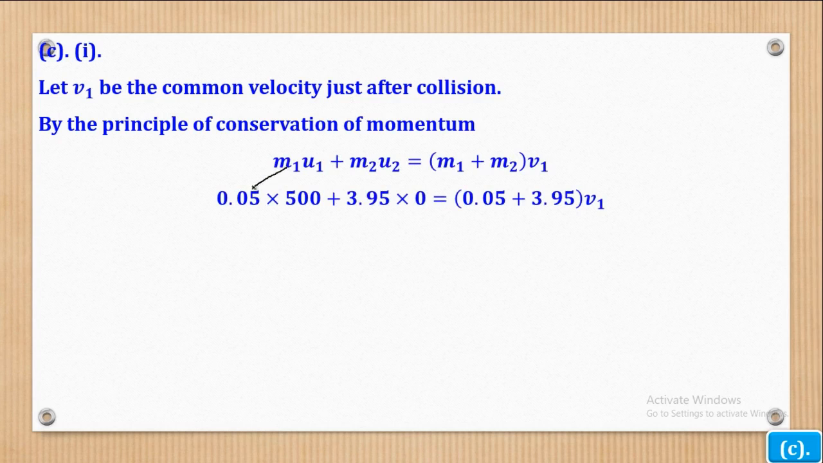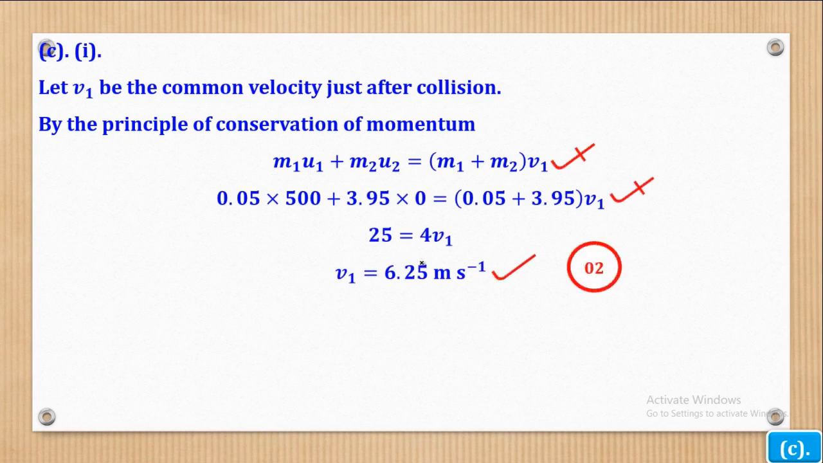M1 is this. So 50 grams is 50 divided by 1000 to get kilograms. That is why there is 0.05 here. Then this is the velocity, which was 500 meters per second. The mass of the second one was 3.95 kilograms, and the velocity was initially at rest, so it is 0. Mass of this, mass of that, then this is the velocity they want. So when we make V1 the subject, V1 will be equal to 6.25 meters per second. So that is how the 2 marks would be awarded.